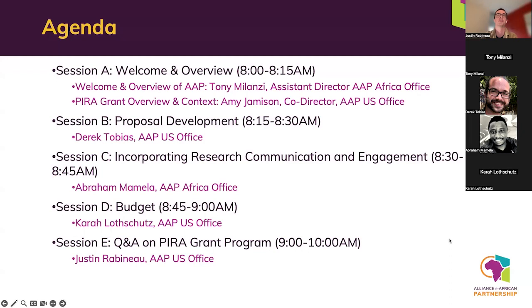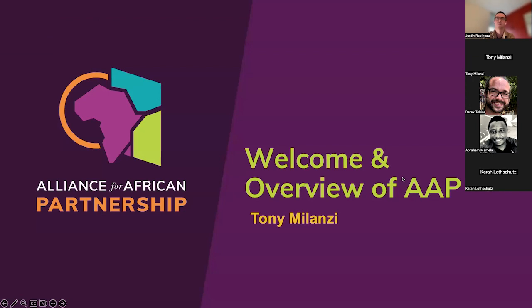So today we are together for 2 hours. We're going to start with a welcome and overview from Tony Malanzi, our Assistant Director in the Africa Office, and a quick overview of the PIRA grant program from Amy Jameson, Co-Director from the US Office. Then we are going to get into a proposal development session with Derek Tobias, following a research communication and engagement portion from Abraham Lamela, a budget section from Kara Lochitz, and then finally we're going to have a Q&A for all of our panelists at 9 a.m. So with that, I will pass it over to Tony to give us our welcoming remarks.